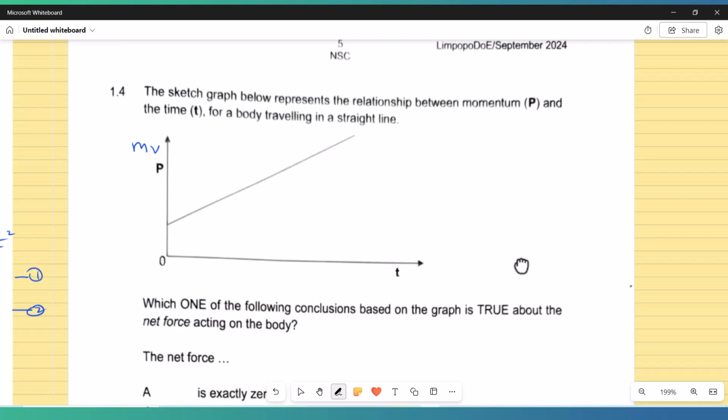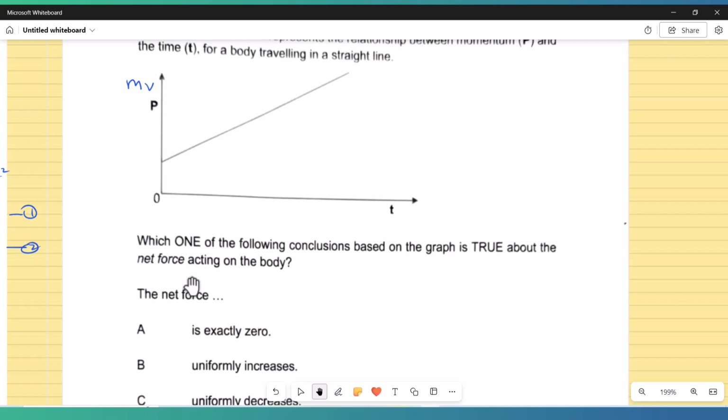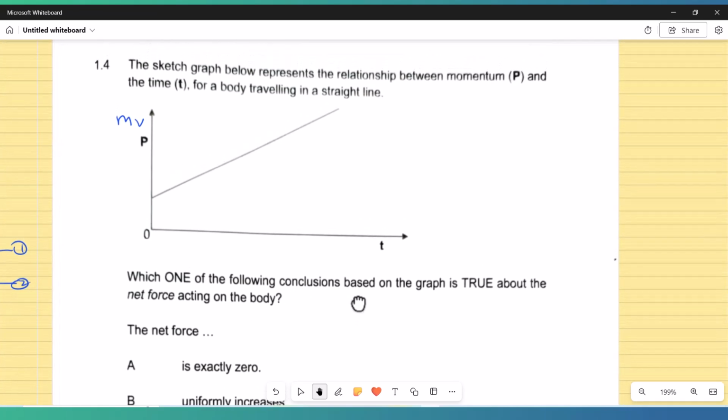Okay, so the question says that the sketch graph below represents the relation between momentum and the time t for the body traveling in a straight line. So they say, which one of the following conclusions based on the graph is true about the net force acting on a body? So how do we find net force? Now F net acting on a body, F net, we know equals to what?